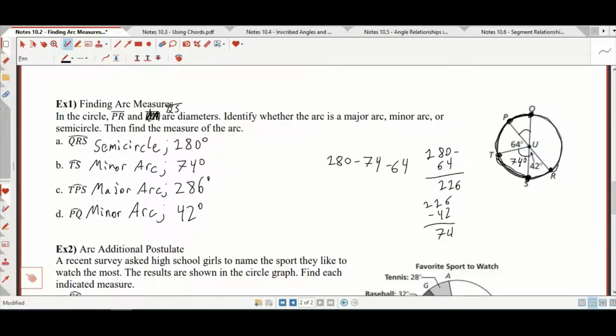And there you have it. Are they semicircles, minor arcs, major arcs, and what are their measures?